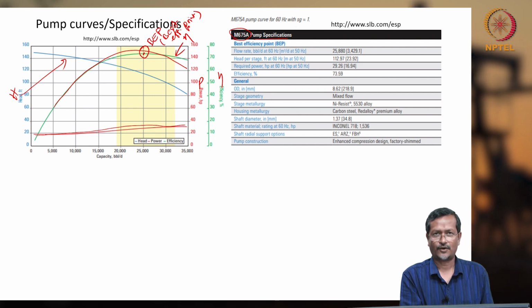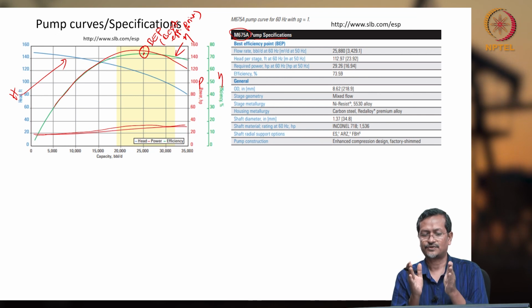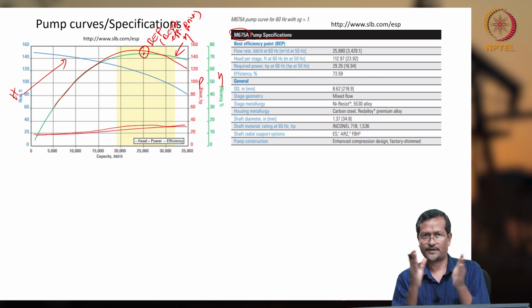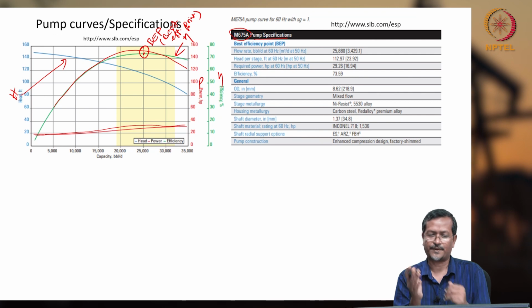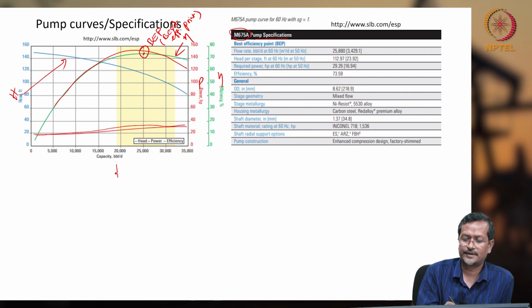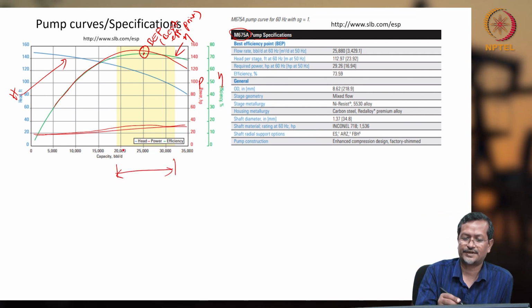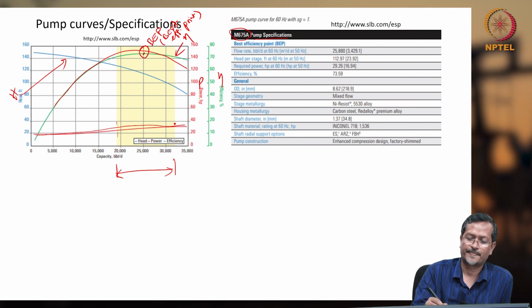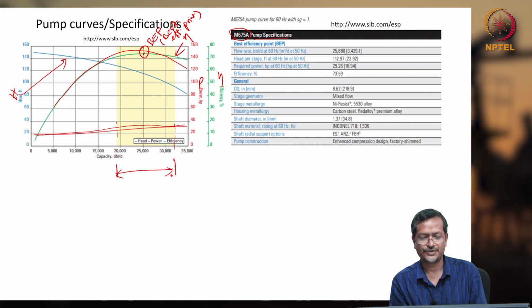Fine. Now, at the best efficiency point you cannot run the pump exactly, so you have to run a little bit below and a little bit above. Within that range you can run the pump. So what is your operating range? Operating range should be this yellow shaded area, you can see this one. Okay, this is your operating range.